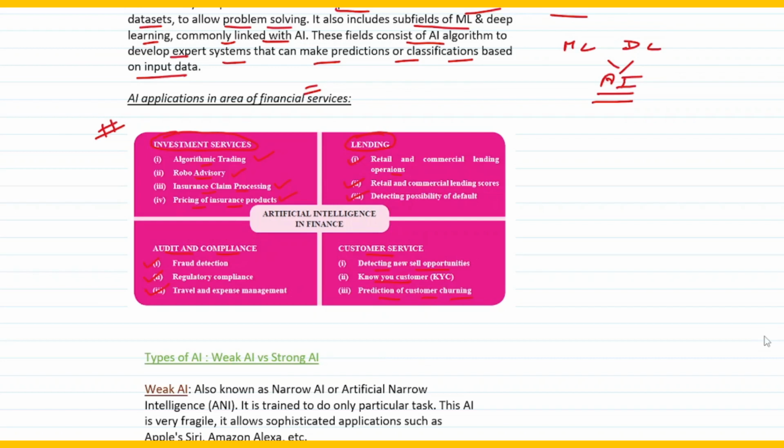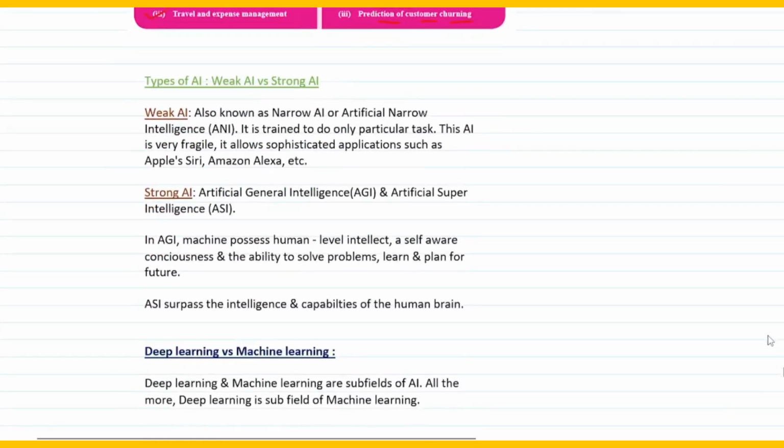So what are the various applications in the area of financial services? First is investment services. In investment services, AI can be helpful in algorithmic trading, robo advisory, insurance claim processing and pricing of insurance products. In lending, retail and commercial lending scores, and detecting the possibility of default. In audit and compliance, fraud detection, regulatory compliance, travel and expense management. And in customer service, it helps you in detecting new selling opportunities, KYC, and prediction of customer churning, right? Okay. Now there are types of AI.